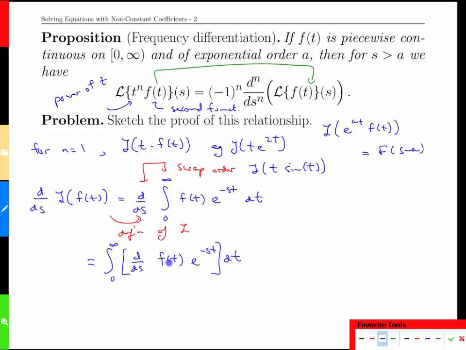And so we end up with a derivative inside, and this we can actually evaluate. So if I wanted to differentiate this and be very, very careful, that's the derivative with respect to s. Then what do we get? Well, we get f of t is a constant with s.